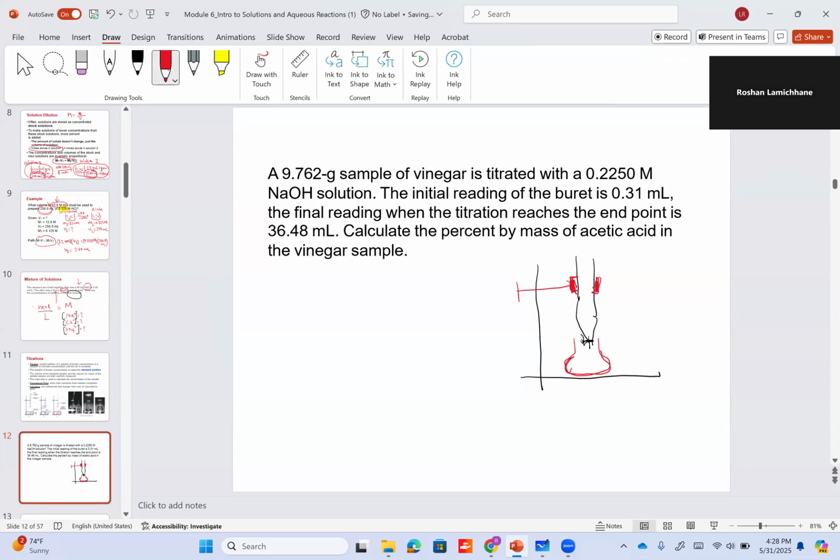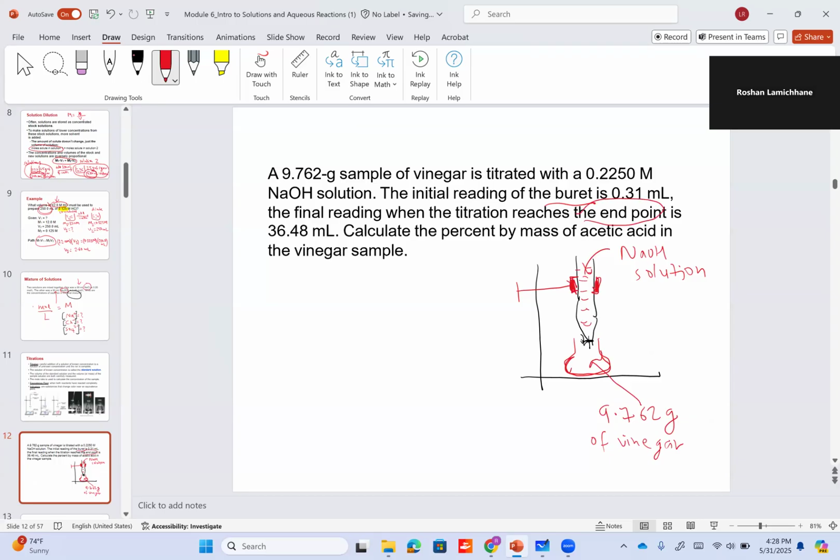All right, so it's telling us that 9.762 gram sample of vinegar. So this is where my unknown is, right? So this is where I have my 9.762 gram of vinegar. And then it says it's titrated with 0.2250 molar NaOH solution. And this is where your standard solution goes. This is where I have my sodium hydroxide solution, right? At the beginning, the initial reading of the burette is 0.31 ml, and the final reading when the titration reaches the end point is 36.48 ml.